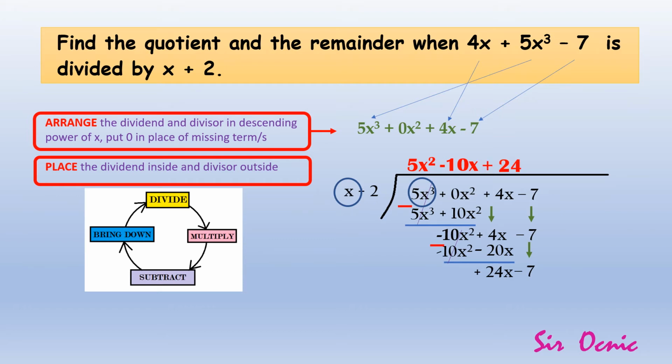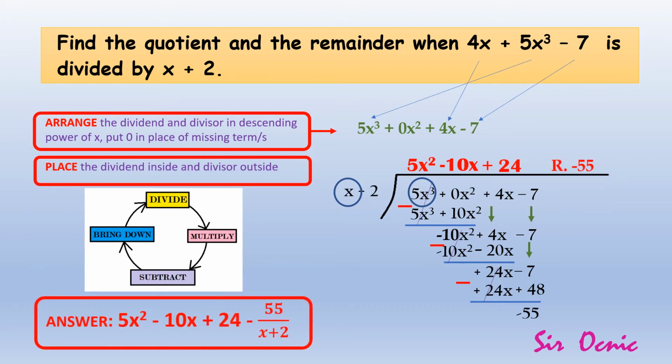24x divided by x is equal to positive 24. 24 times x is 24x, and 24 times 2 is equal to 48. Subtract the remaining terms, and that is equal to negative 55. We therefore have the remainder negative 55. So the answer will be 5x squared minus 10x plus 24 minus 55 all over x plus 2.